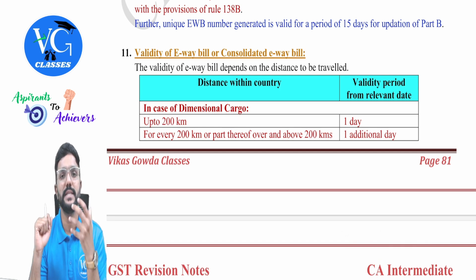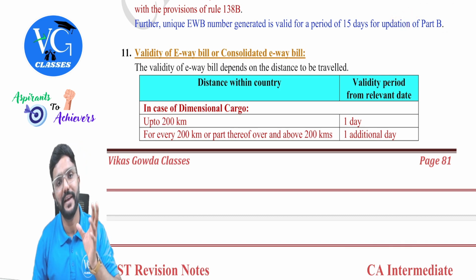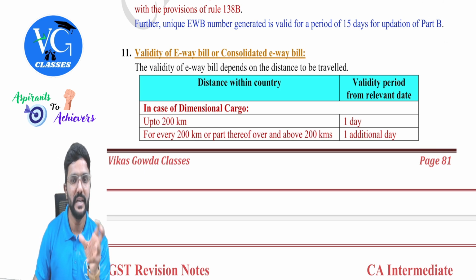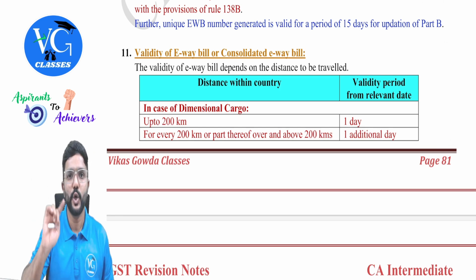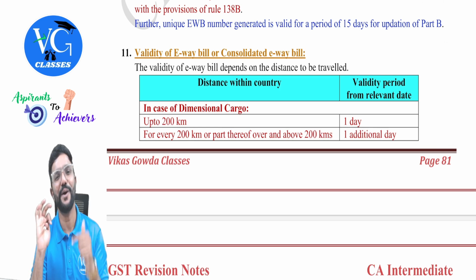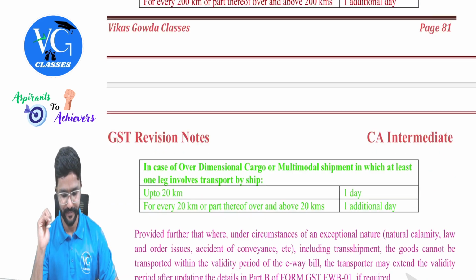Once the e-way bill is generated by giving the part B details, immediately the validity period has to start. But we will just lock the time. Will it start immediately? No. The first day will start from 12 a.m. of the next day. That is the early morning of next day, guys. Is that clear? Yes, sir.